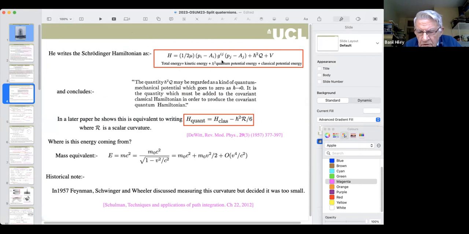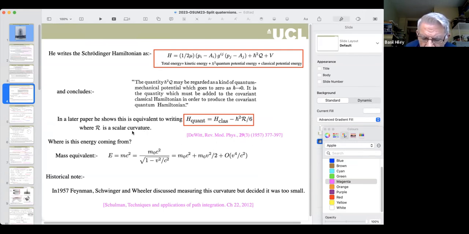Here we go. Here is the Hamiltonian, standard quadratic form. You have to have a quadratic form in this. Then here's the extra term, h bar squared, and this is the classical potential. And then he writes the quantity h bar squared Q may be regarded as a kind of quantum mechanical potential, which goes to 0 for h bar going to 0. It's a quantity which must be added to the covariant classical Hamiltonian in order to produce a covariant quantum Hamiltonian. And in a later paper, what he shows is that the extra term depends upon a scalar curvature. So somehow the geometry is coming in, and that extra quantum potential is related to the curvature of space.